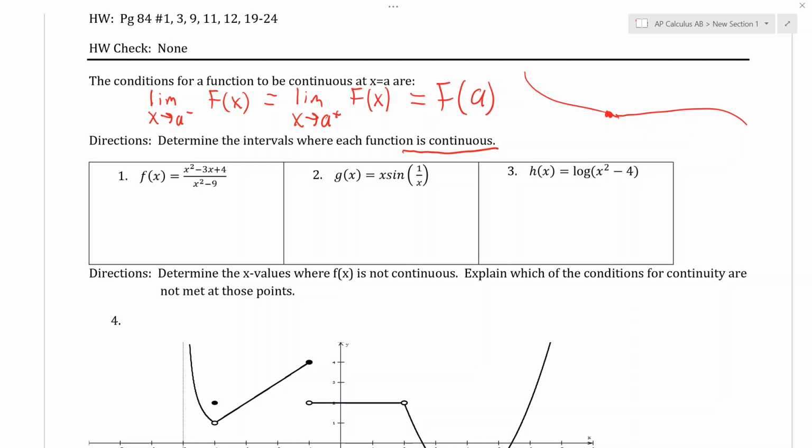It doesn't matter if they cancel out, if there's a hole, that's all limit stuff. Continuity is just, if I plug in an x value, do I get out a y value? Okay? So it is not continuous at negative 3 and 3, which means I asked you where is it continuous. It is continuous, starting all the way from negative infinity, all the way up to negative 3, and then from negative 3 to 3, and then from 3 to infinity. That's how you'd write that.